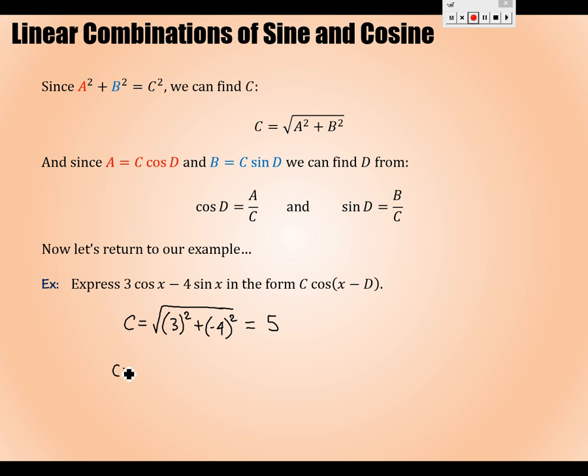Now d requires, it's a little messy and requires maybe the use of the calculator, but let's first make this observation. The cosine of d is the coefficient on cosine, divided by our c value. And the sine of our angle d is the thing on the sine in our equation, -4, divided by our c value. And now, you should be able to give me what d is. You should be able to tell me what that is, using maybe the help of your calculator. Okay?